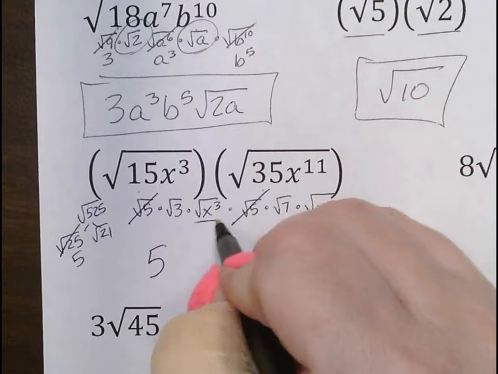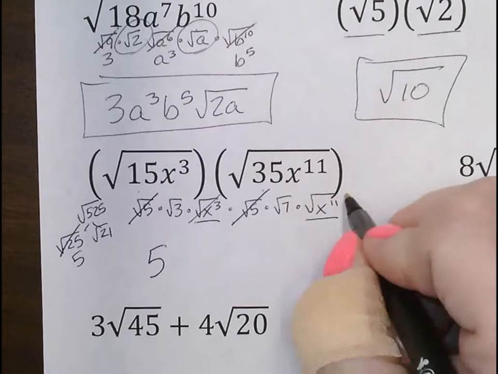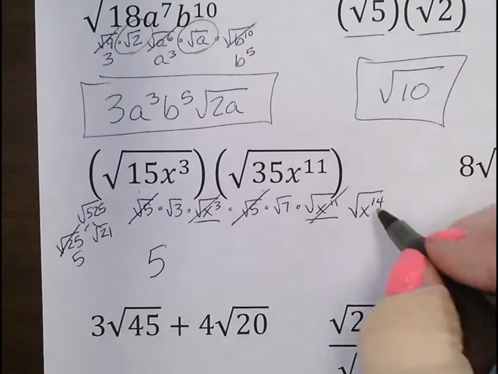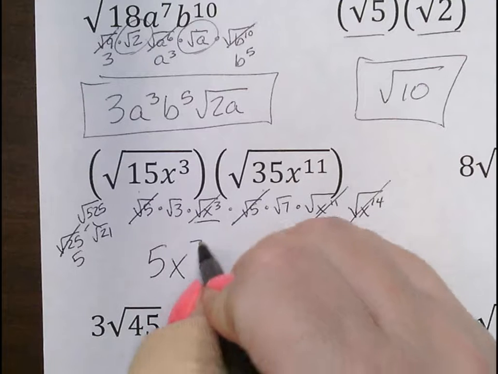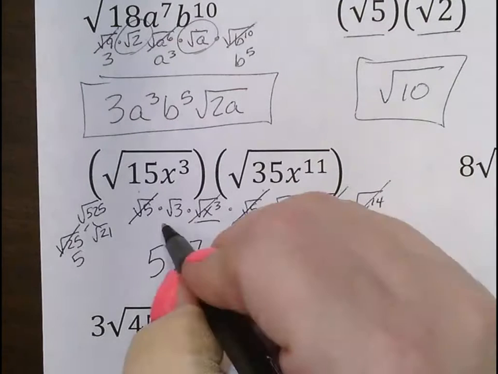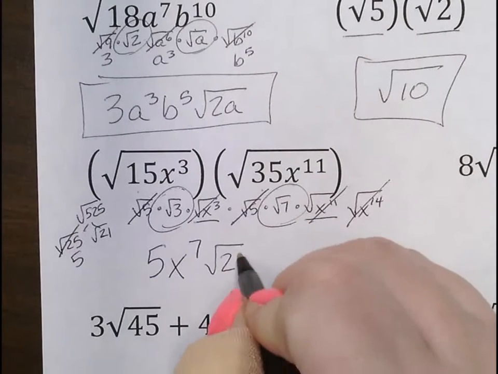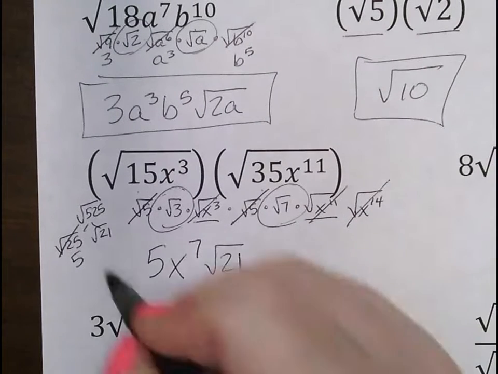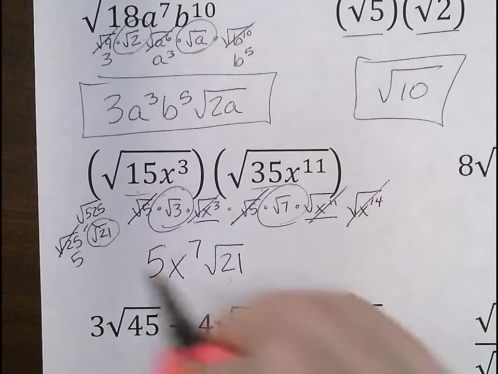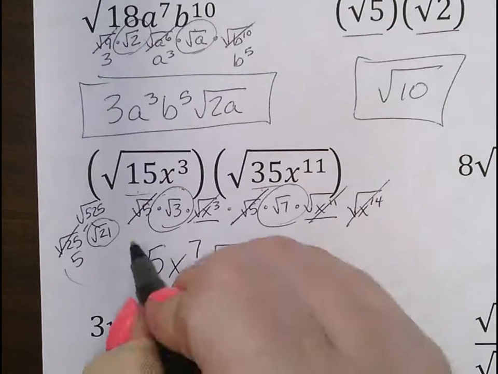Let's see, what else do we have? We have an x cubed and an x to the 11th. If we multiply those two together, we're going to have x to the 14th. The square root of x to the 14th is x to the 7th. The ones we were not able to take a square root of were the 3 and the 7. 3 times 7 is 21. If we had approached it by just going ahead and multiplying them first, this is where the 21 shows up, and this is where the 5 shows up.